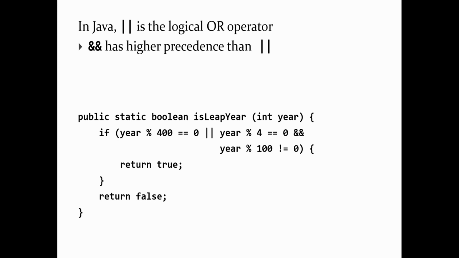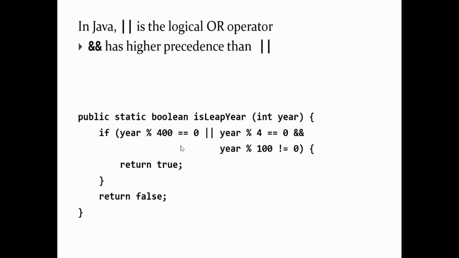Now, for those of you who don't know the actual definition of a leap year, a year is a leap year if it's divisible by 400. So if you take the year, and it's evenly divisible by 400, it's a leap year. If it's not divisible by 400, then it is a leap year if it's divisible by 4, but not divisible by 100.